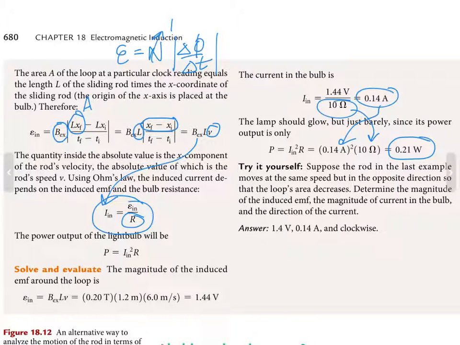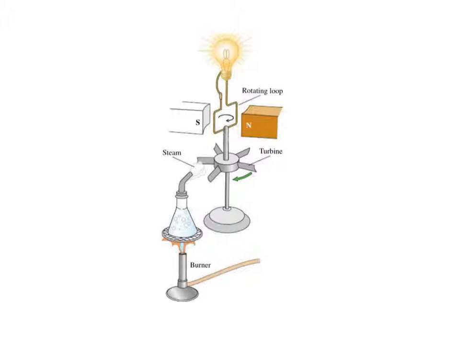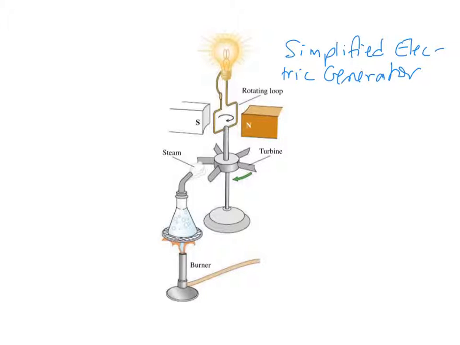magnetic field. Let's talk about a more common thing because it's relevant to our everyday lives, and that is an electrical generator. This is a very simplified electrical generator, and I say simplified because it's a single loop. It's a single loop that's rotating in the presence of a magnetic field.